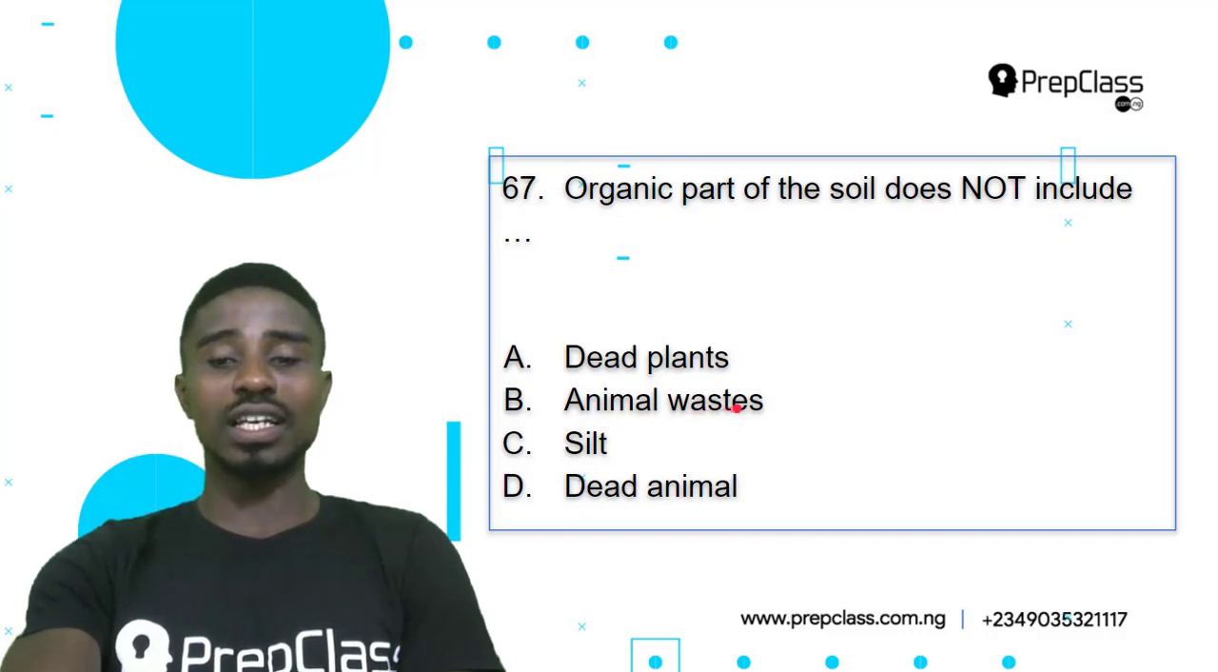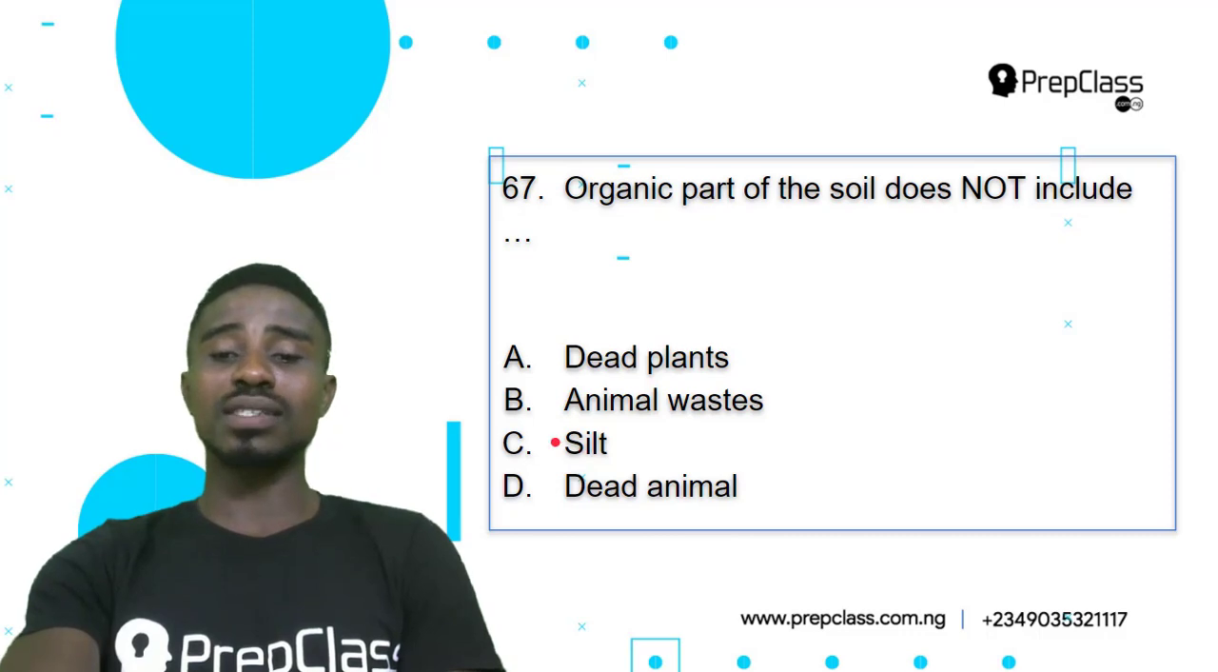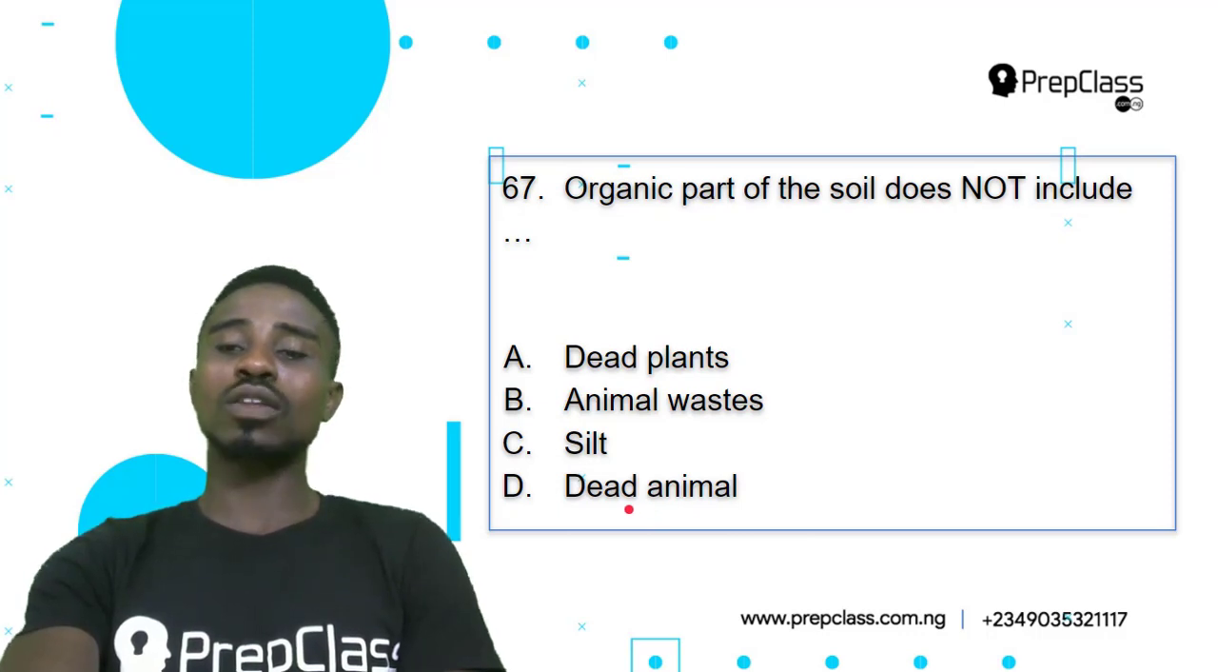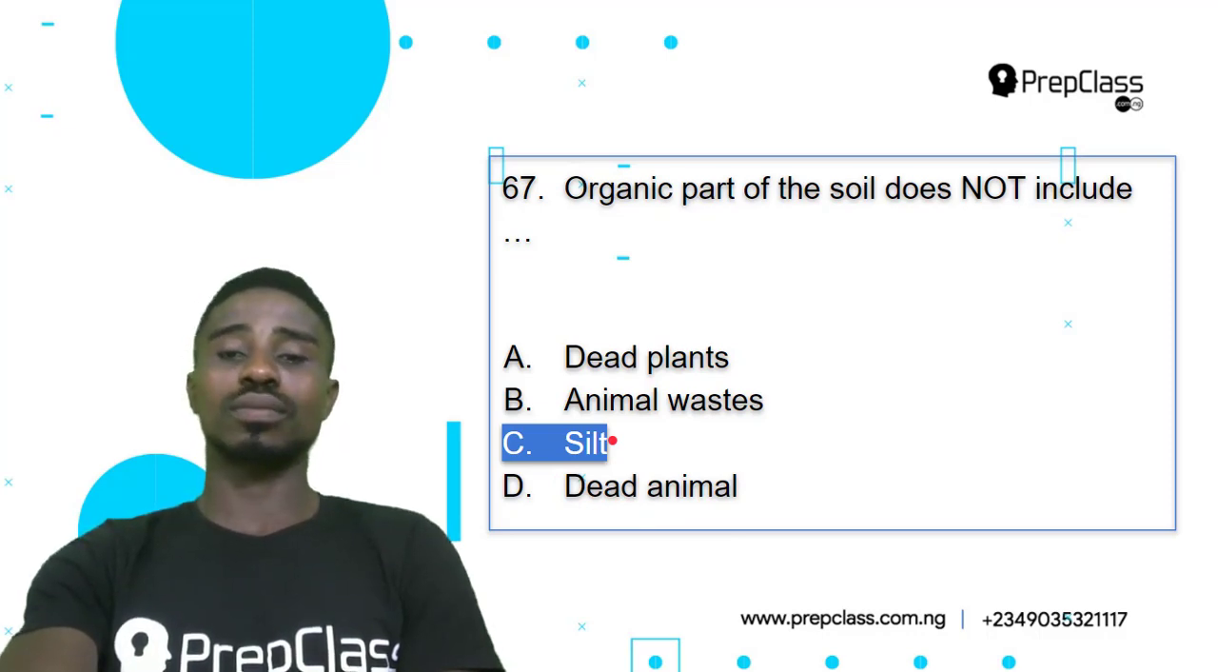Option B, animal waste. Animal waste are gotten from living things because animals produce them or excrete them, so they are also organic. Silts. Silts are stony or rocky substances, and they are inorganic. They are not gotten from living things. So option C would be our correct answer. Dead animals were once living, so they are organic. So anything that has to do with living things or is gotten from living things or was once living is termed organic. So organic part of the soil does not include silts. Option C is our correct answer. Let's look at the next question.